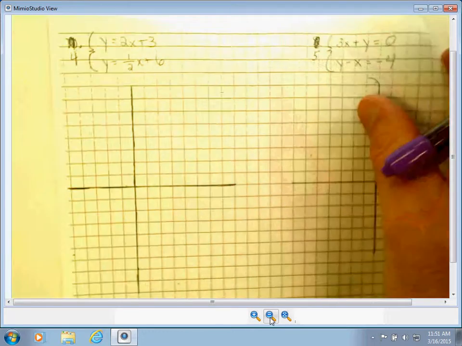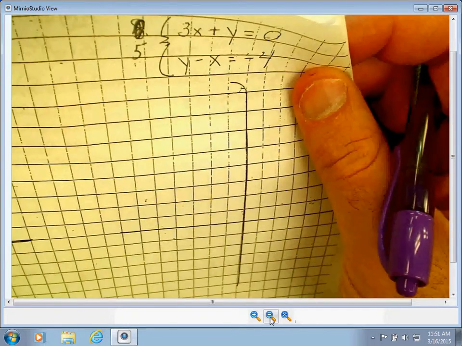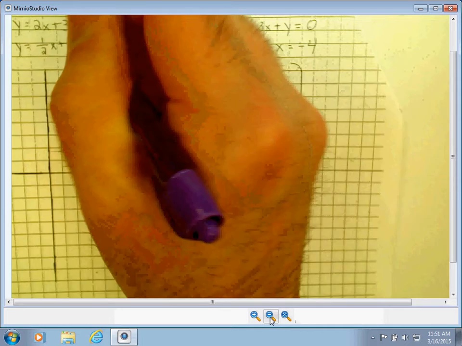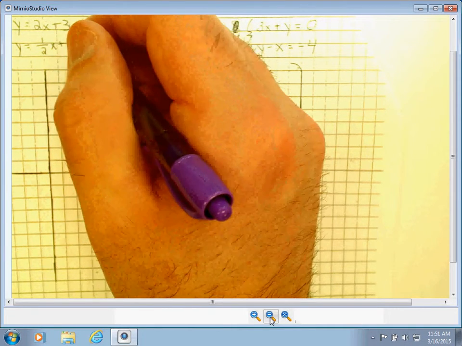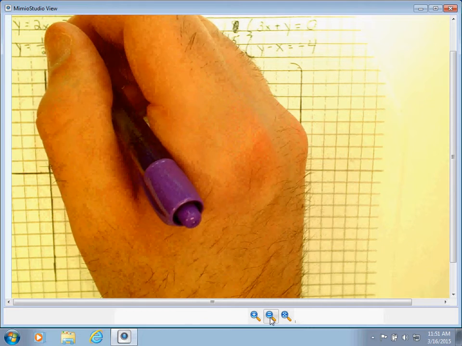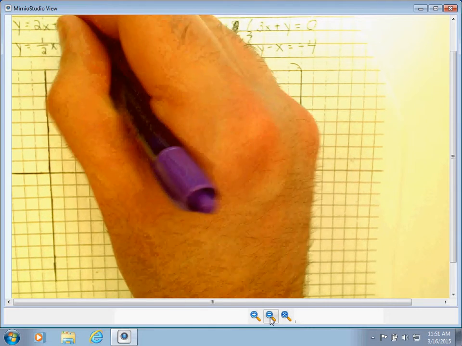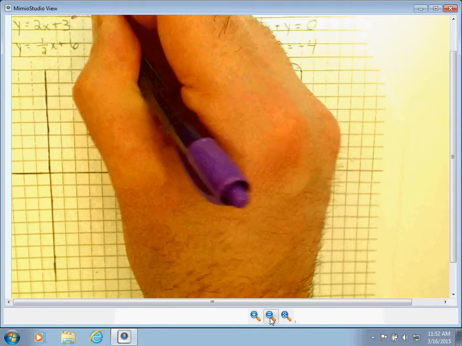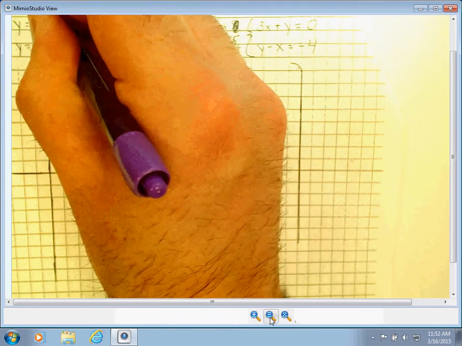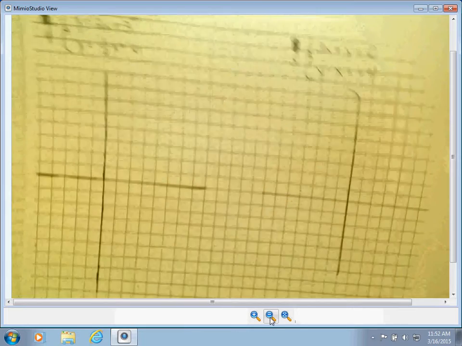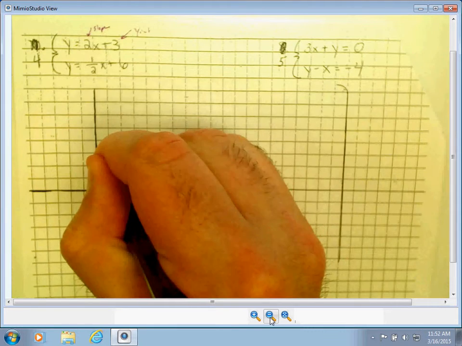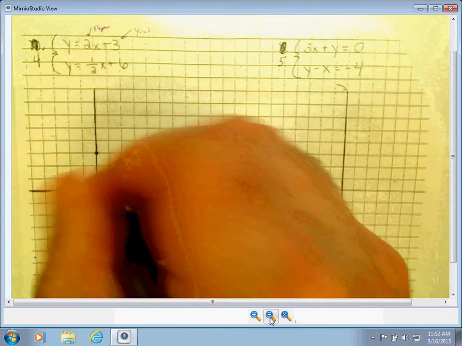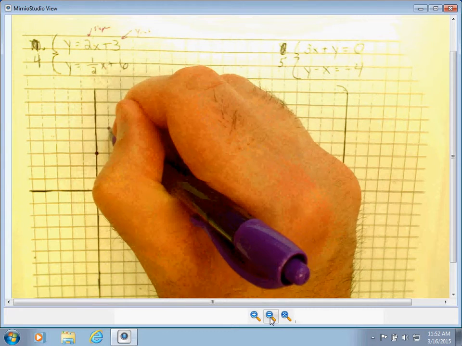Actually, I think that's 2x plus 3. Sorry about that. That one is 2x plus 3. So for that one, I would say, let's put the graph at positive 3 for the y-intercept. And this is the slope. So when you put the 3 on the y-axis right here, then you would go up 2 and over 1 for the slope.